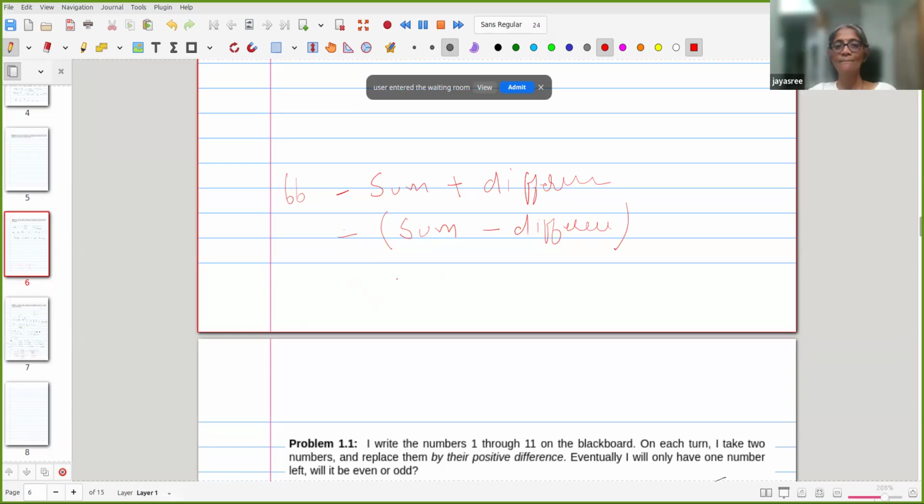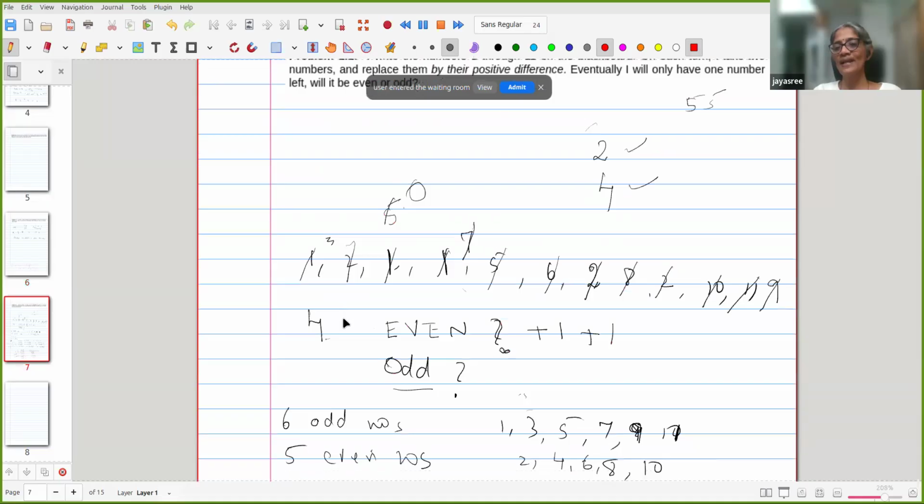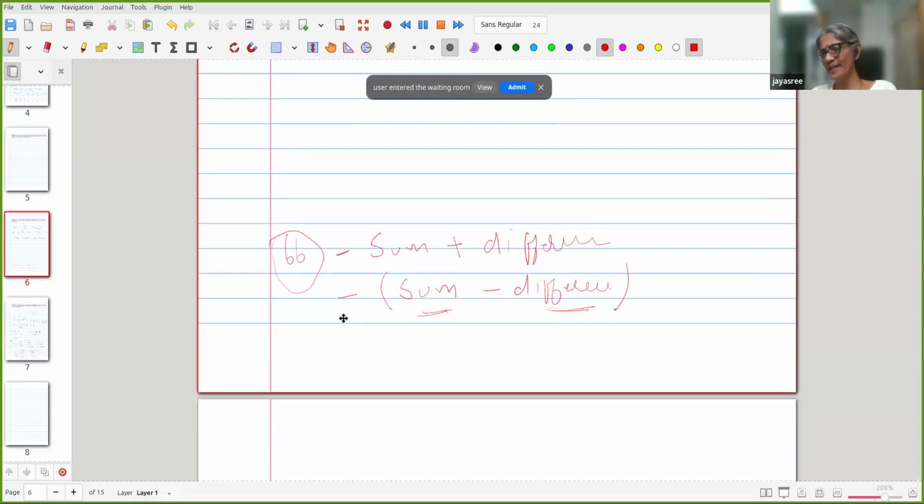Okay, yeah. So you say that because sum and difference have the same parity, what remains will be even. Is that clear to everyone? Shraddha, it's not clear. Is that what you're saying, Shraddha? Okay, let me try to explain. Who was that who explained?